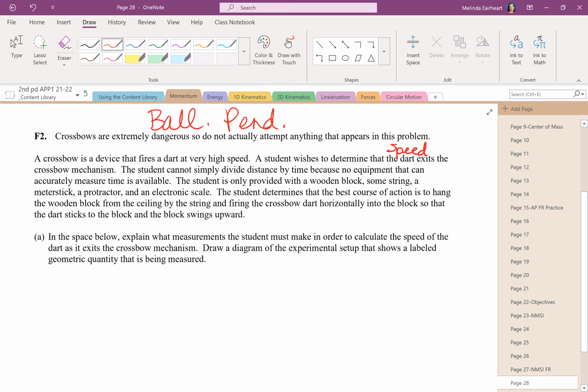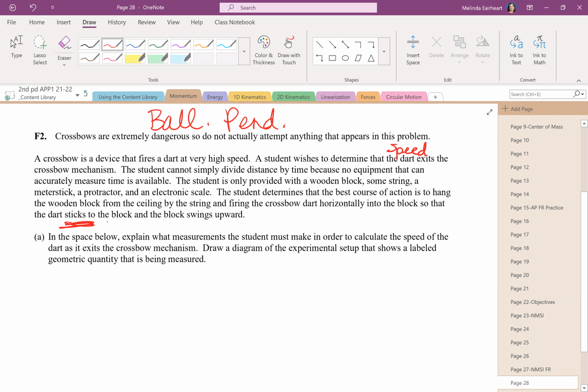The student determines that the best course of action is to hang the wooden block from the ceiling by the string and fire the crossbow dart horizontally. Why do it at an angle, right? Into the block so that the dart sticks. Hold on. Sticks to the block and the block swings upward. So this is like that simulation, or I showed you the real life demo, yes? The ballistics pendulum. And so that's what's going on here.